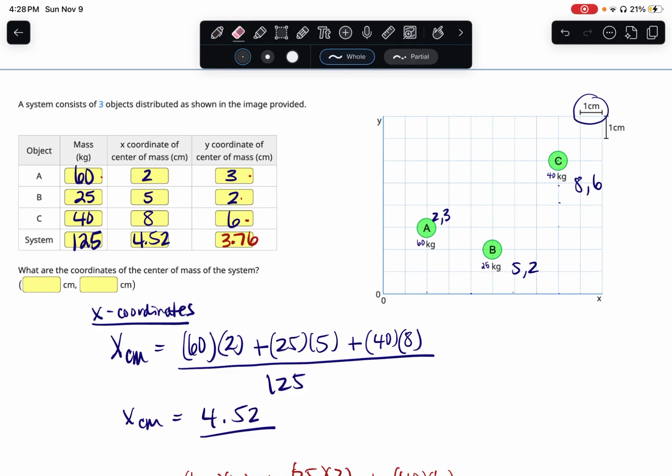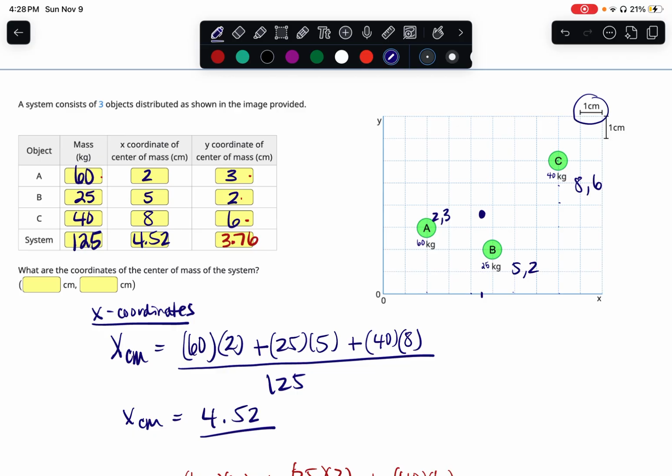Now, if I put that on the graph, which I don't have to, but I'm just going to look at it and see if it makes sense. So x is going to be at 4.52, so 4.5, and 3.76, 1, 2, 3. So it's going to be about right here.